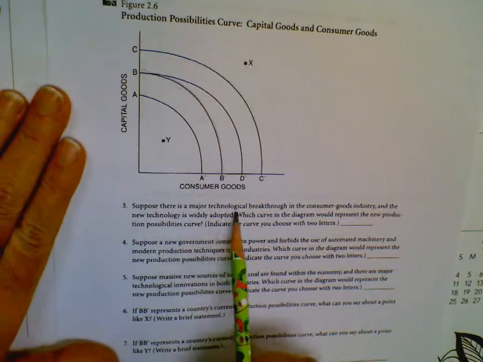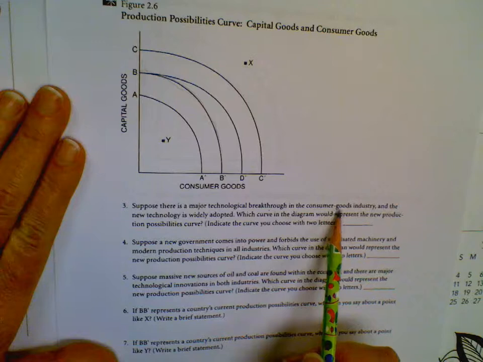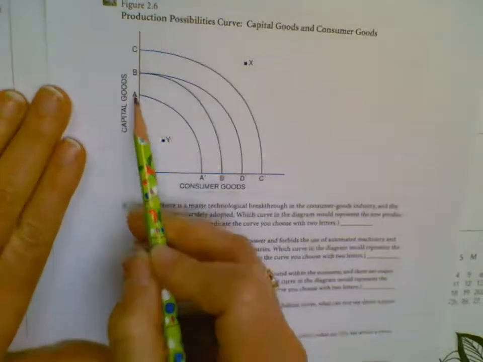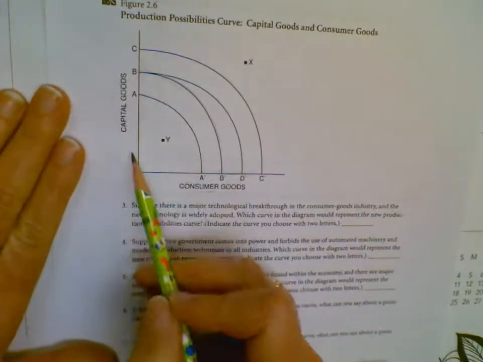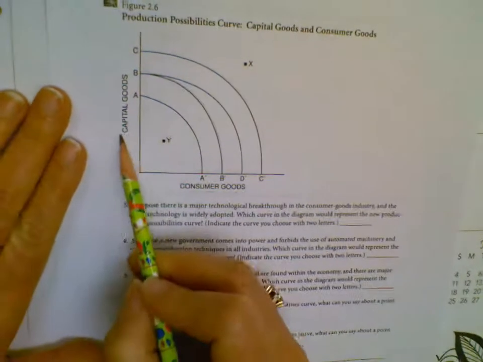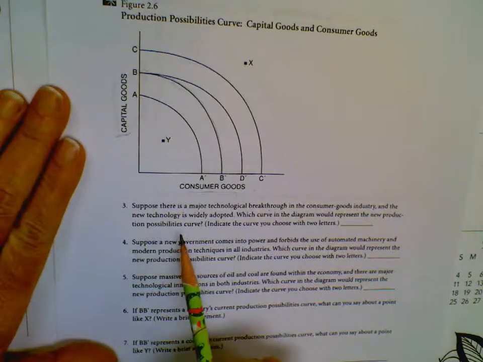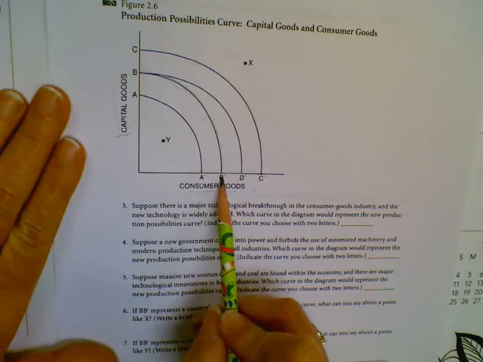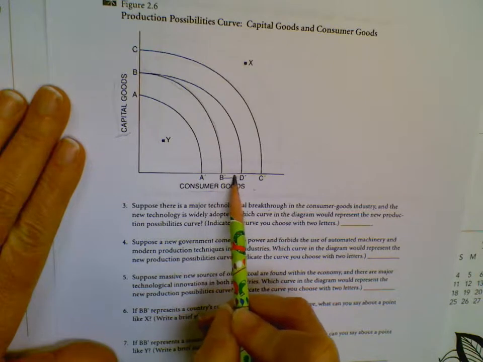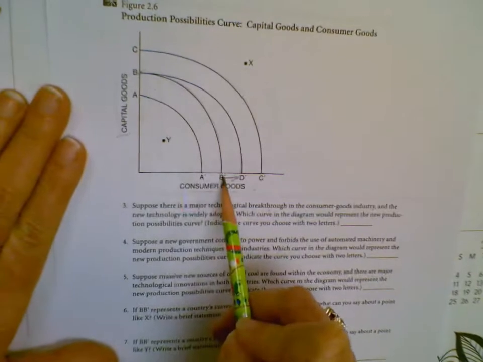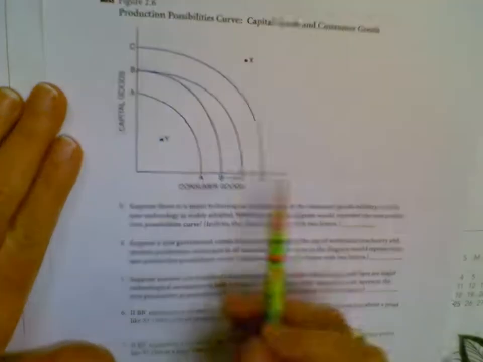Let's say there is a major technological breakthrough in the consumer goods industry. So consumer goods are down here, capital goods are up here. Capital goods are goods that businesses use to make things. So these are the machines. These are the things that we purchase. So if we have a major technological advance in just consumer goods, this point is going to bow out, but this point is going to stay the same. So our new curve would be BD.